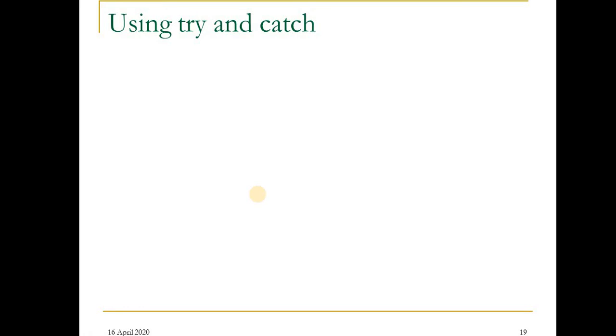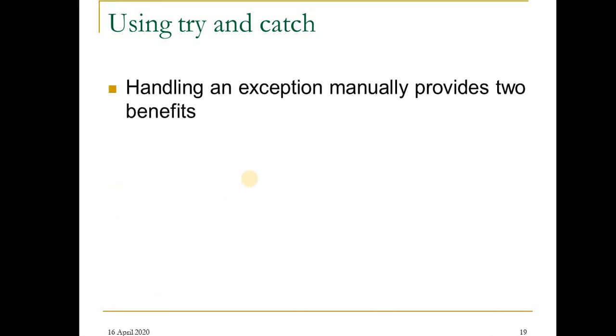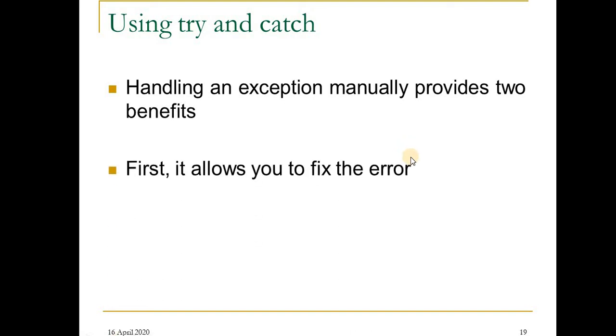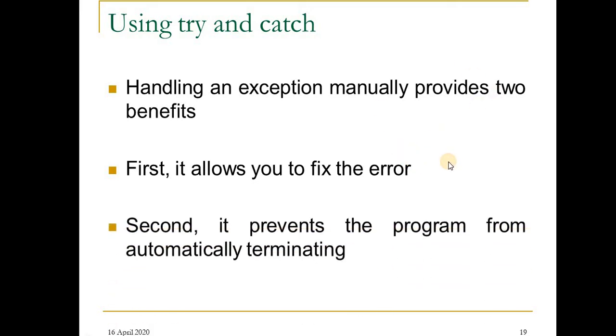Using try and catch. Handling an exception manually provides two benefits. So handling exceptions manually in the program by using a try and catch block provides you these two benefits. Let us see them. First, it gives an opportunity for the programmer to fix an error. So it allows you to fix the error. Second, it prevents the program from automatically terminating.